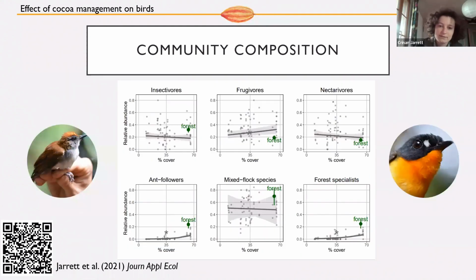Then I looked at the effect of landscape on the relative abundance of these groups. In this case, I'm considering the amount of forest surrounding our cocoa farms and how that influences the relative abundance of each foraging guild. For insectivores, frugivores, nectarivores, and mixed flock species, we found no strong effect. But for ant followers and forest specialists, we found that the relative abundance increases significantly with increasing amount of forest on the landscape. Which makes sense. I mean, if your cocoa farm is surrounded by forest, then you have better connectivity and you have these forest birds entering your farms.